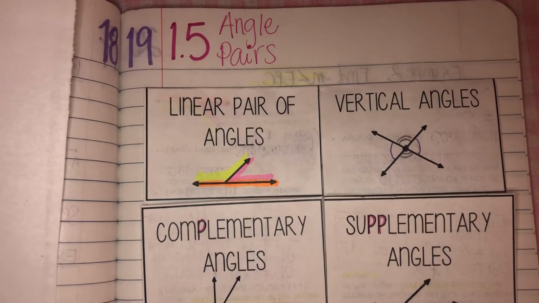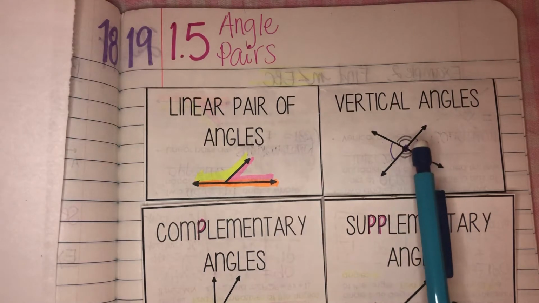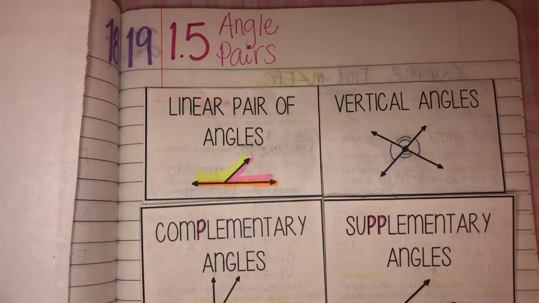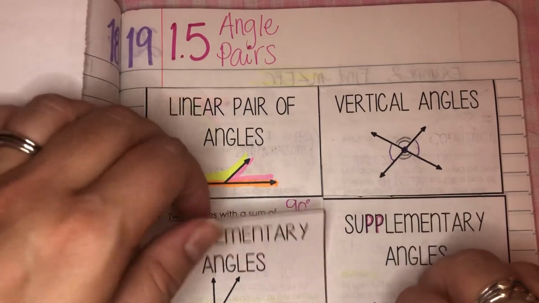Today we're going to talk about some angle pairs in lesson 1.5, and there's 4 special ones that we're going to talk about. The linear pair, the vertical angles, supplementary, and complementary. Let's go ahead and start with complementary angles.